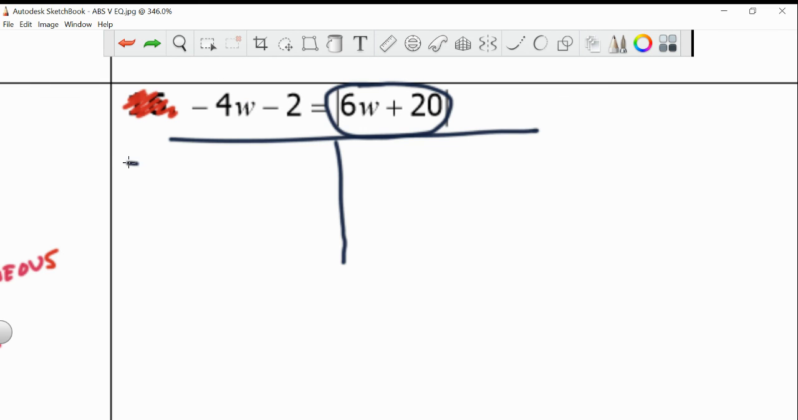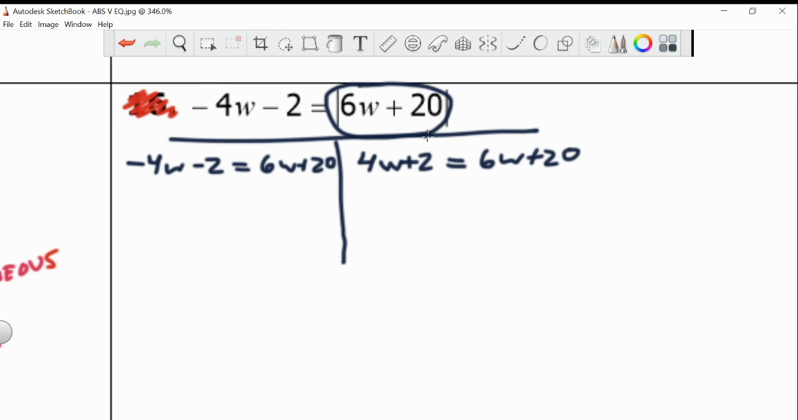We need to have everything exactly the same. And then we need to have the outside opposite. So our negative 4W would have to be a positive 4W. Our negative 2 would have to become a positive 2. And the stuff on the inside never changes, right? It's always still a 6W plus 20. Okay? You could solve this, blah, blah, blah, and you get there.